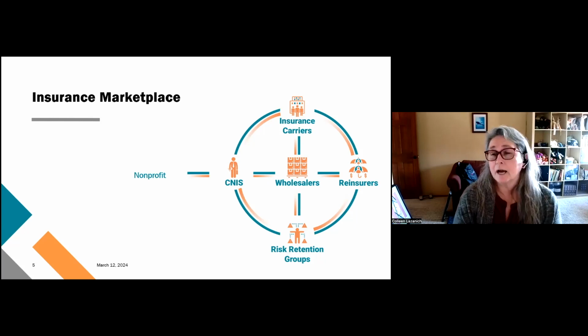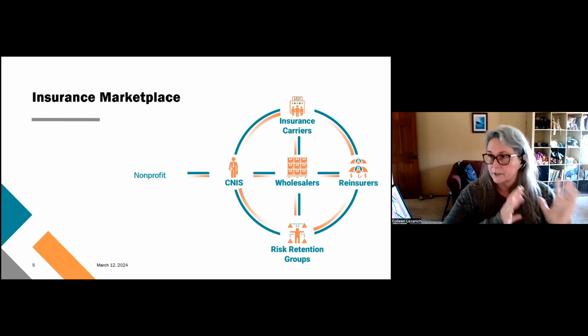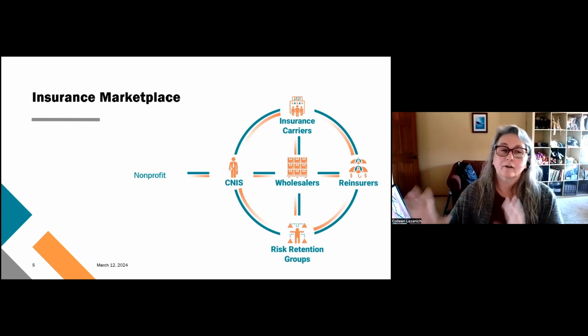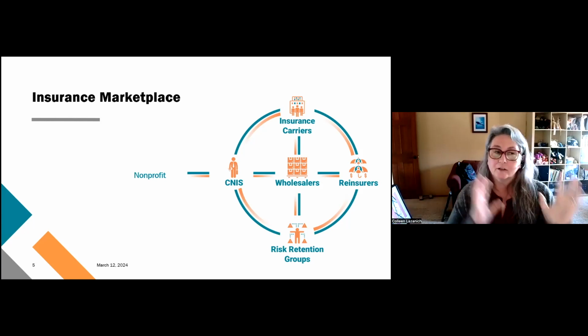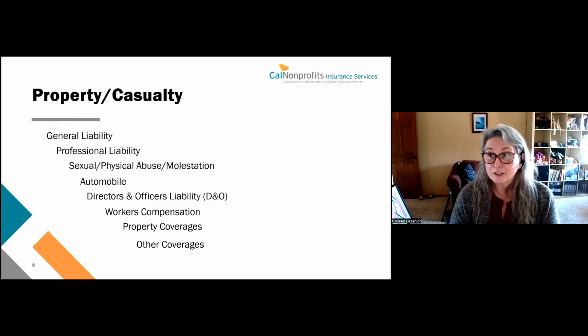The broker, not all, but most of them are independent agencies, and that is why they're called a broker. They work for you, the client, the nonprofit, and their job is to represent you to insurance carriers in the best possible way in order to get you the best possible coverage and pricing for that coverage.